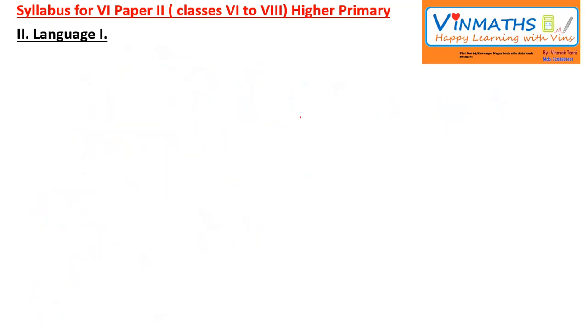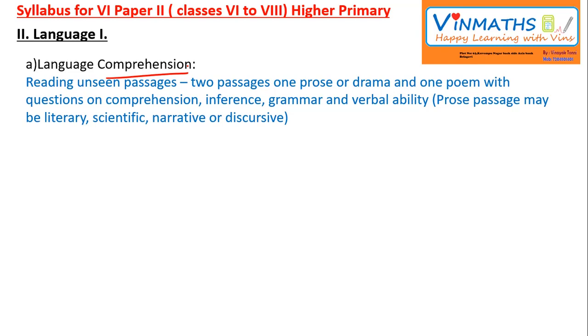Next, we are going to discuss the syllabus of Language 1, which you can opt as Kannada or English, or you can opt for Hindi also. First, language comprehension. In this, you will find reading of unseen passages, two passages. Out of that, one will be prose or drama and the other will be a poem, with questions on comprehension, inference, grammar, verbal ability. The prose passage may be literary, scientific, narrative and discursive.